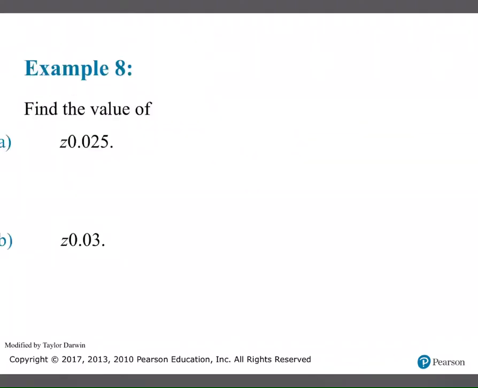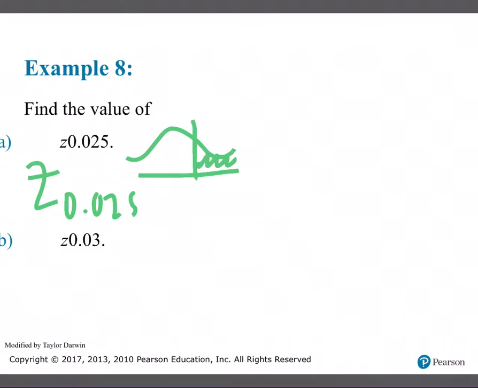Okay, this actually looks like big Z, little 0.025. And again, that 0.025 is representing the area to the right. So let's just draw a visual of that really fast. And I want to find my Z-score. And remember, when I want to find my Z-score, my Z-chart only gives me the area to the left.